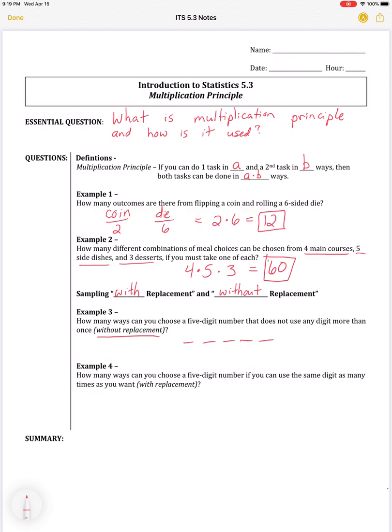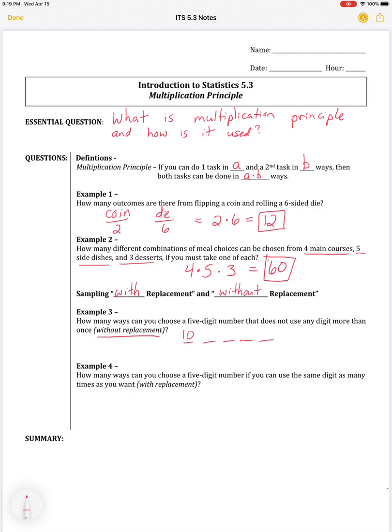So when you pick the first number for the first digit, there are 10 possible numbers. So in this first spot, you could put a 0, a 1, a 2, 3, 4, 5, 6, 7, 8, or a 9. So there's 10 possible ones to put in there, 0 through 9. You could pick any one of those you want.